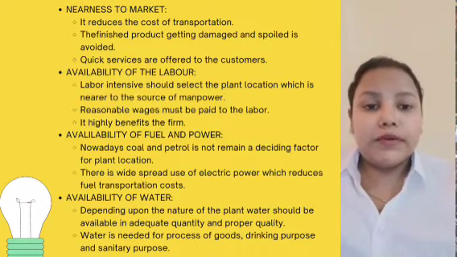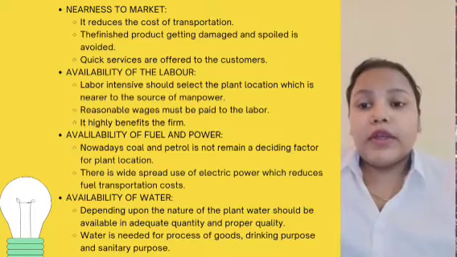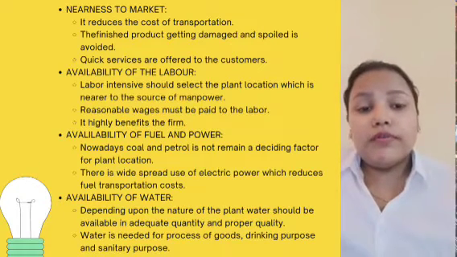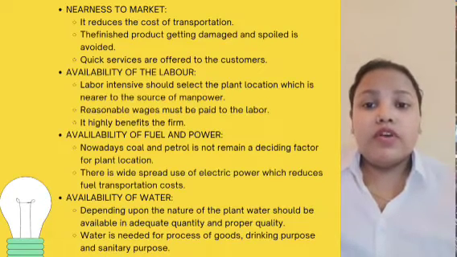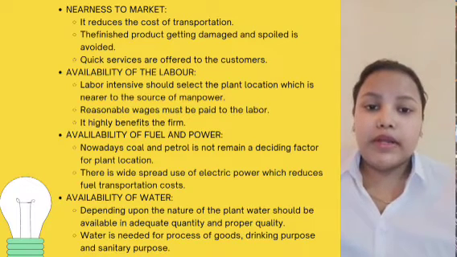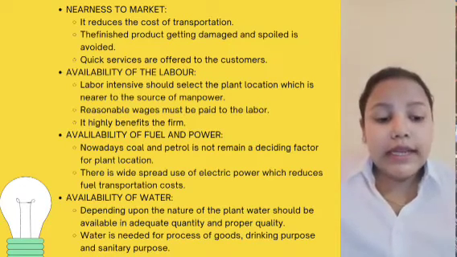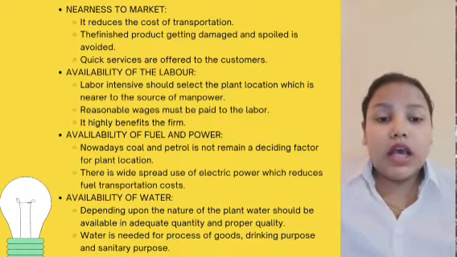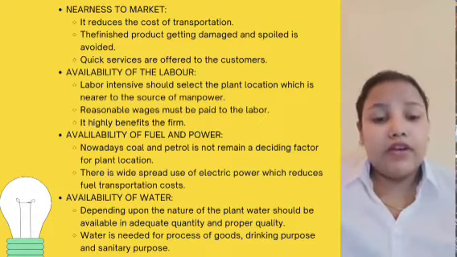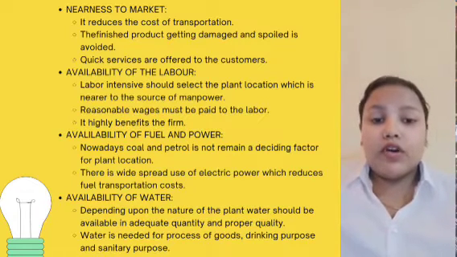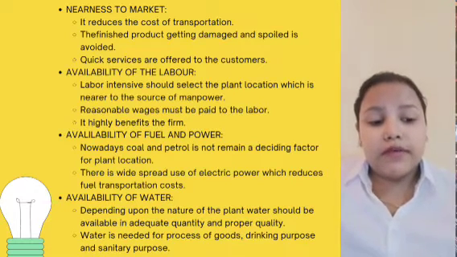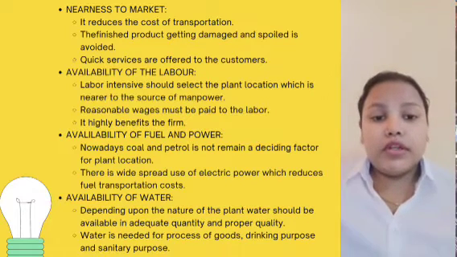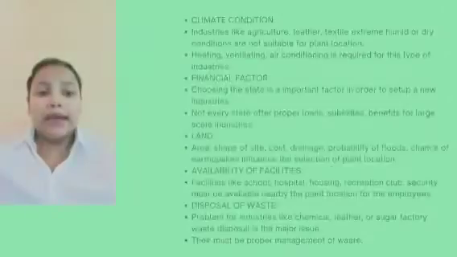Next is availability of water. It is the main factor that we have to look at before selecting a factory's location. Depending upon the nature of the plant, water should be available in adequate and proper quantity. When we select a plant location, whether our factory is a manufacturing factory or an organization, water is a must. The employees need water for drinking and sanitary purposes, and if our factory is a manufacturing factory, we also need water for manufacturing purposes.